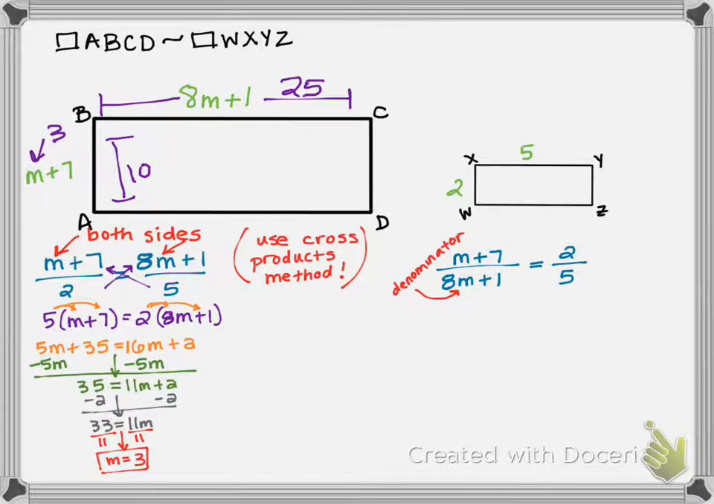Alright, so what if you had set it up the second way? Well, we would use the cross products method and end up with 5 times m plus 7 equals 2 times 8m plus 1. And notice that that's exactly what we had on the left hand side. So you do the exact same algebra and end up with the same answer. The only difference is that first step, where we set it up, looked different, but ultimately you ended up doing the same operations.